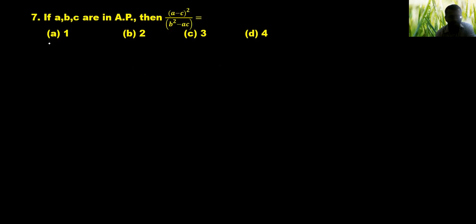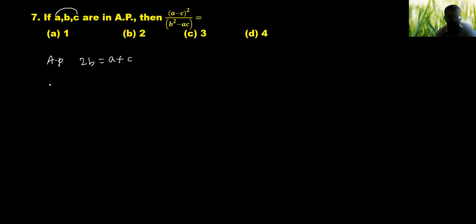Now we move to question number 7. If A, B, C are in AP, when they are given in AP, actually the method is what? 2B equal to A plus C, or the sum of the first and third divided by 2 equals the middle one. That is arithmetic mean. Okay, so 2B equal to A plus C.